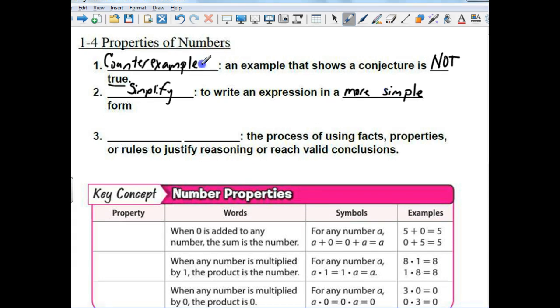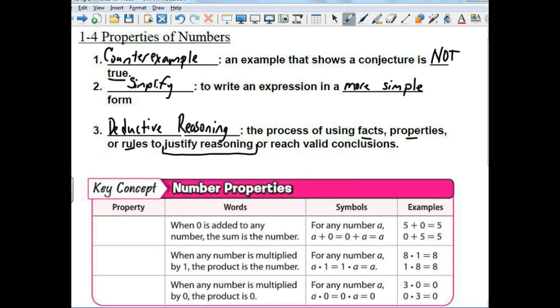The third one, deductive reasoning. Deductive reasoning is the process of using facts, properties, or rules to justify reasoning and to reach valid conclusions. So that's a lot of what we do in mathematics when we prove things.